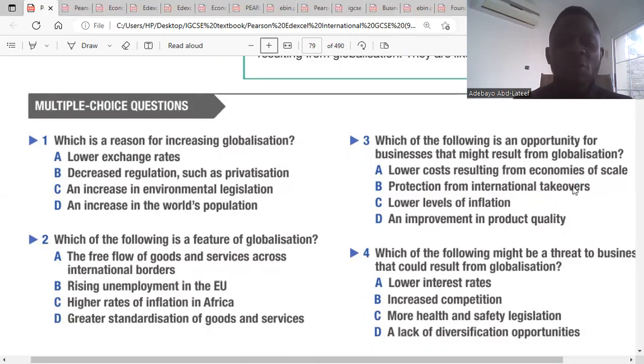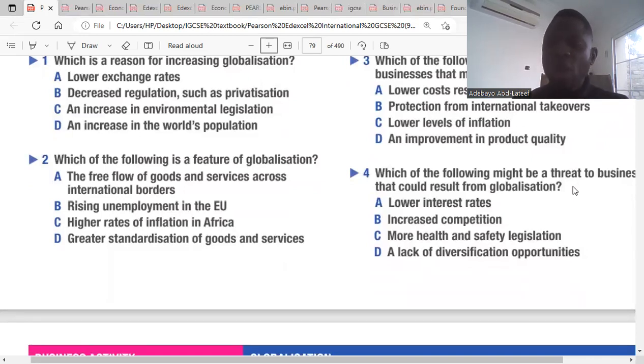Question 2. Which of the following is a feature of globalization? The free flow of goods and services across international borders. Question 3. Which of the following is an opportunity for businesses that might result from globalization? A, lower cost resulting from economies of scale; B, protection from international takeover; lower level of inflation; and improvements in product quality. They say which of the following is an opportunity? A, lower cost resulting from economies of scale. I told you that with globalization, businesses can operate on a larger scale. As a result of that, they can exploit economies of scale.